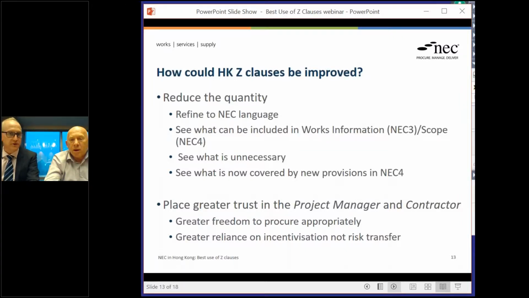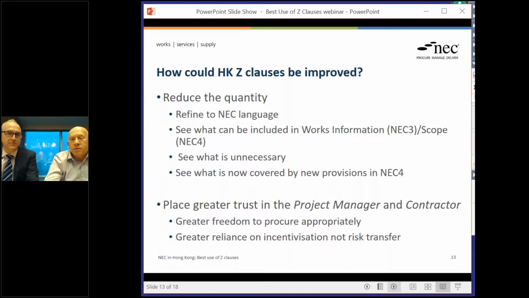Well, I probably already answered this as we've gone through, but I think the first point is really a need to refine the amendments to the NEC language. As I mentioned, that's a great way to reduce the bulk of them and make them a lot more user friendly. I think with the NEC contract, we should also see which of them can perhaps be moved into words more appropriate for someone else. Yeah. Or the scope in NEC4.